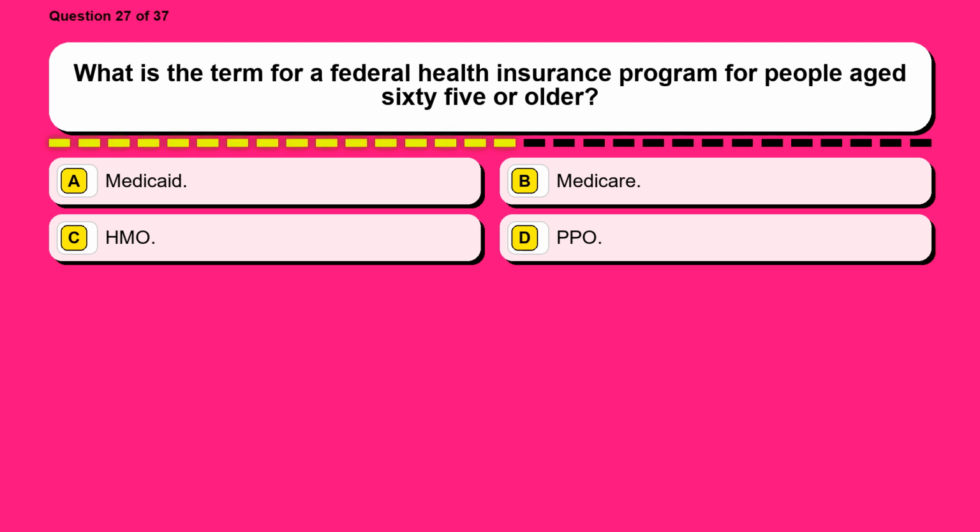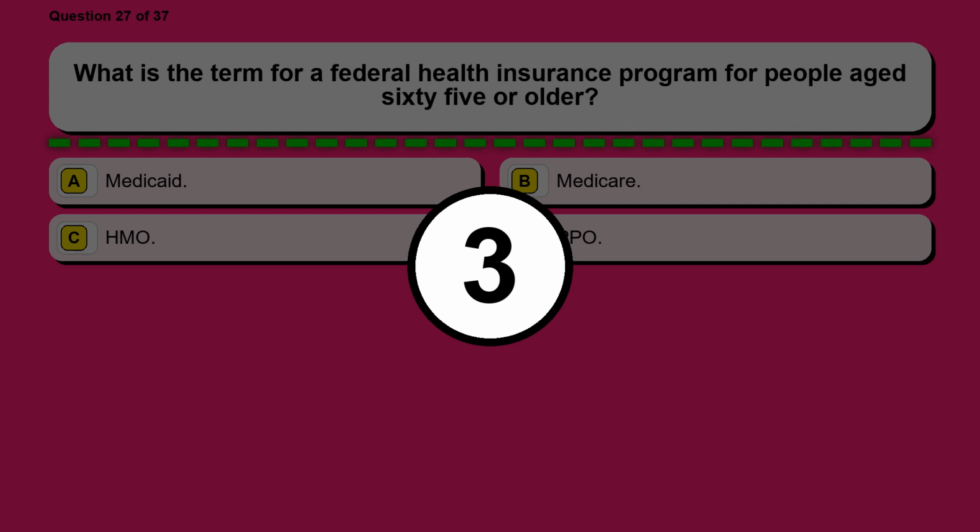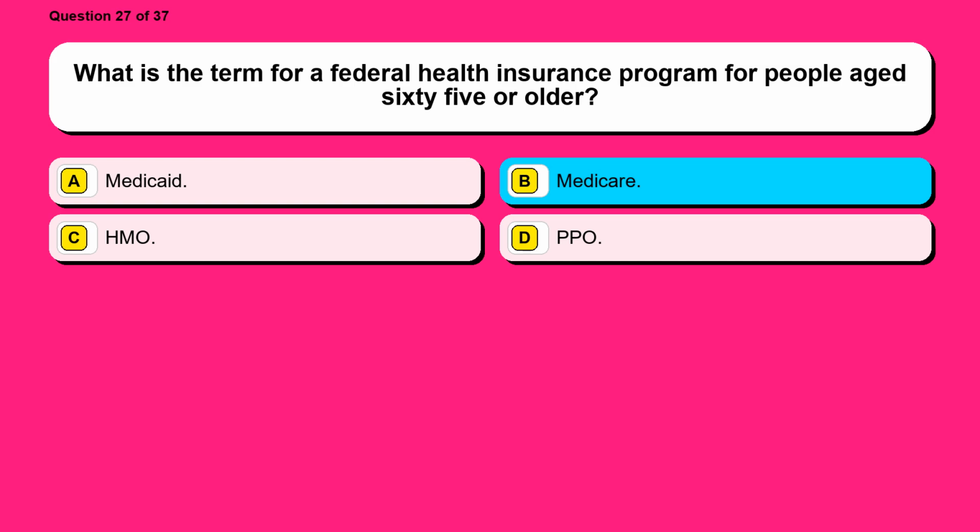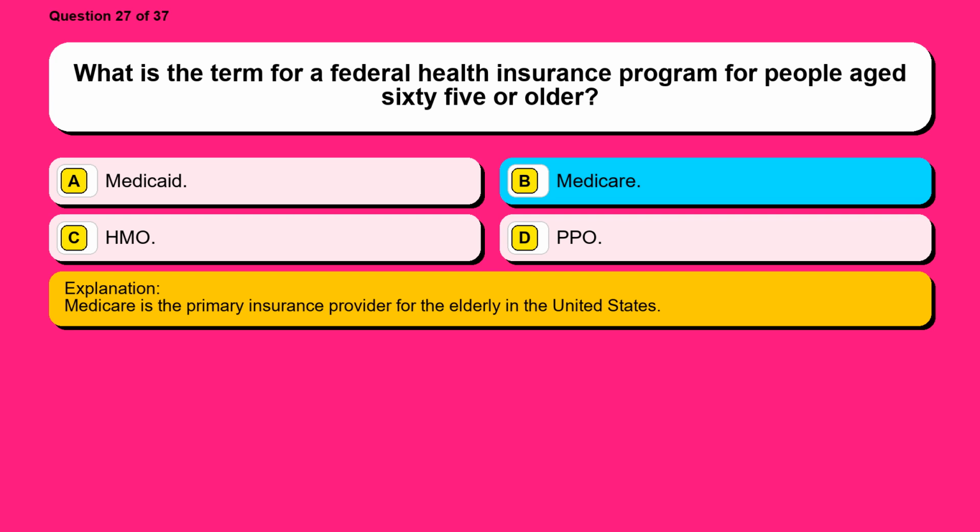Option A. Medicaid. Option B. Medicare. Option C. HMO. Option D. PPO. The correct answer is option B. Medicare. Medicare is the primary insurance provider for the elderly in the United States.